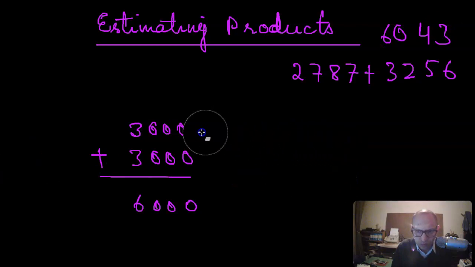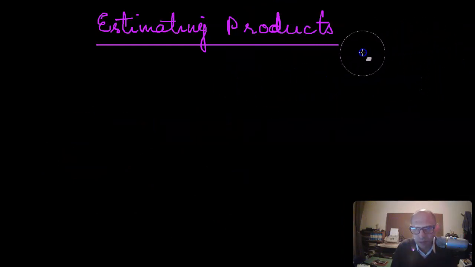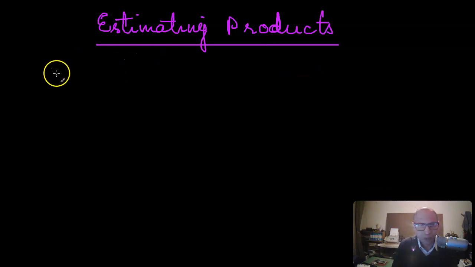So now the same story goes for multiplication, except that in multiplication, in a product, the operation is much more time consuming, right? So for example, if you were to calculate 19 times 78, 19 times 78.